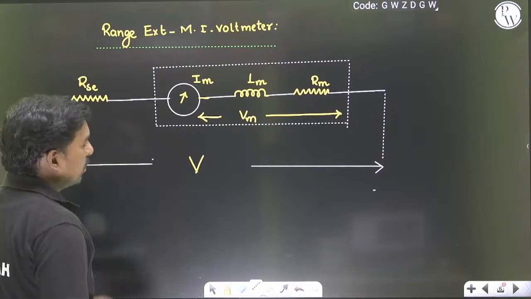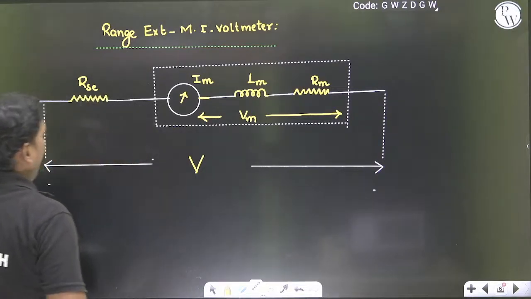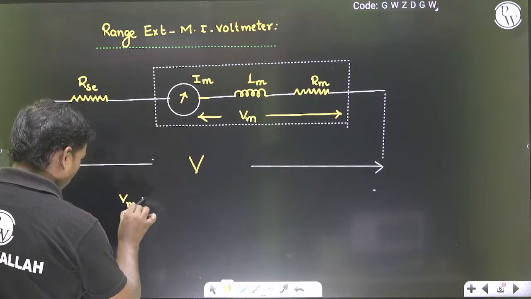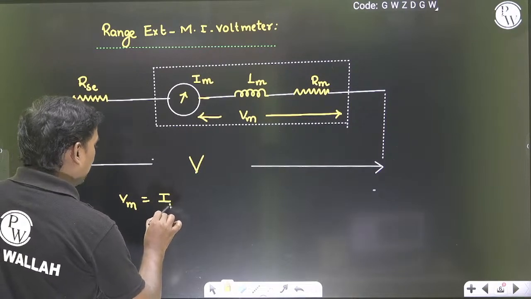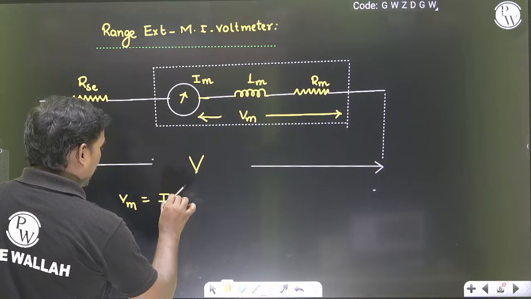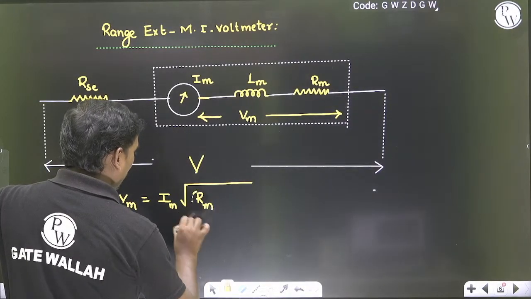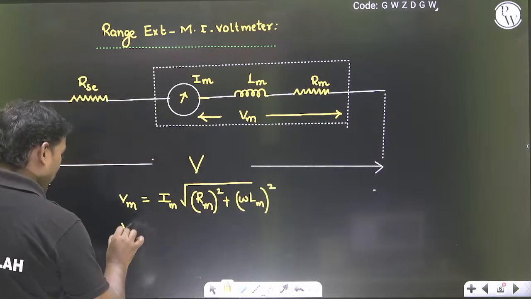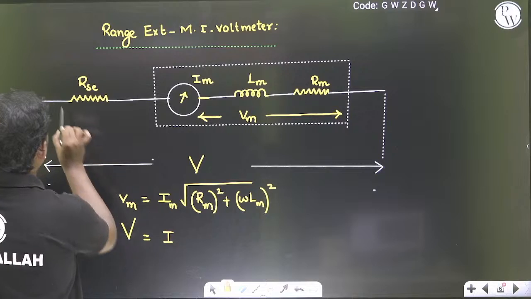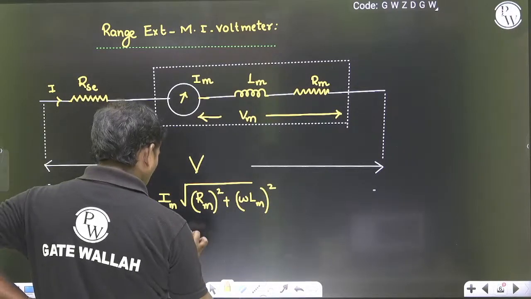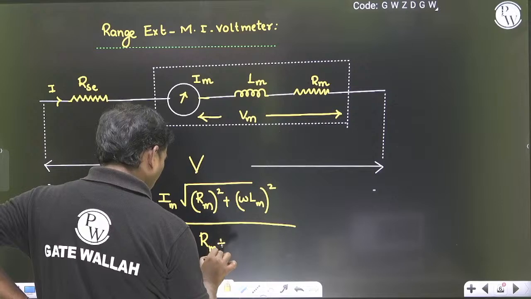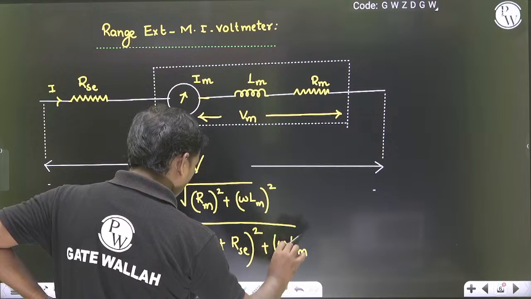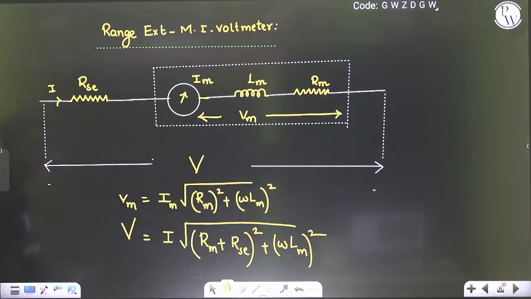So how to do this? Now if you check, the Vm can be taken as I into Zm, which is I times the square root of Rm square plus omega Lm whole square, whereas capital V can be taken as I times the square root of Rs plus Rm whole square plus omega Lm square. So these are the formulas.